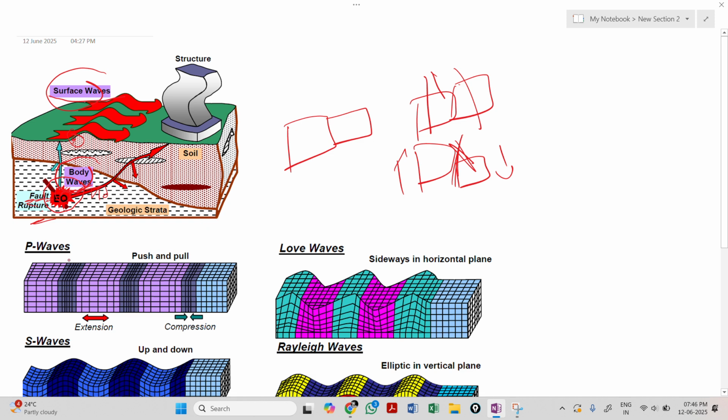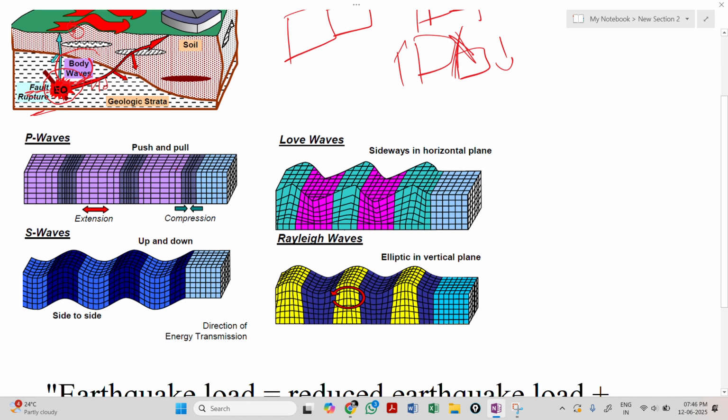First of all, you need to know what P waves, S waves, Love waves and Rayleigh waves are. P waves are like push and pull. This part and this part will either extend or compress. In secondary waves, the movement goes sideways. As you can observe here, the whole body will move. Even in this case it is the same. The whole body will move.